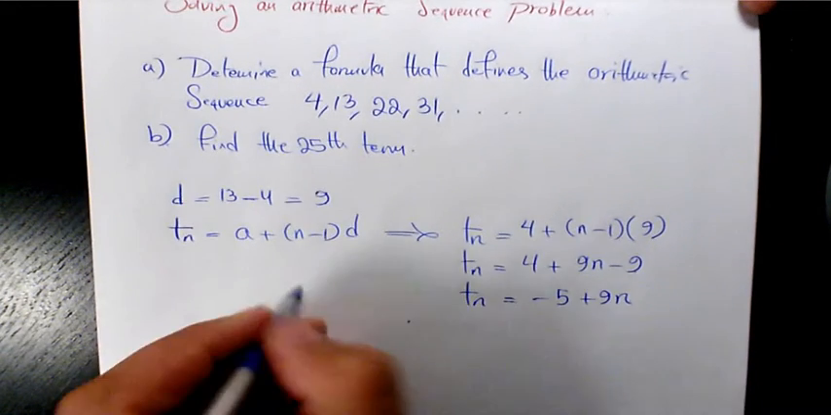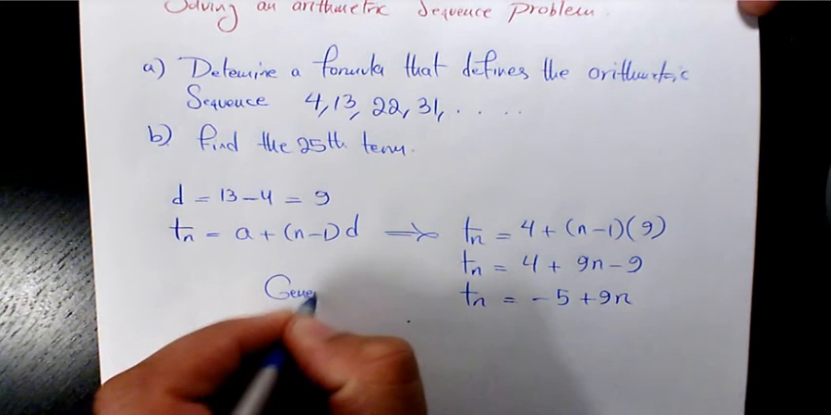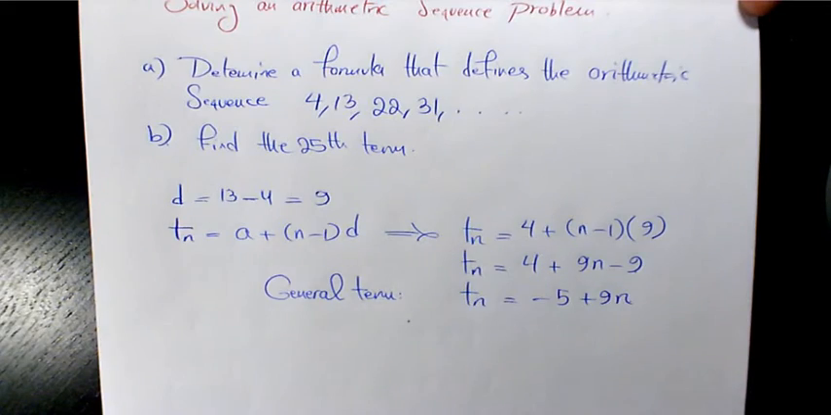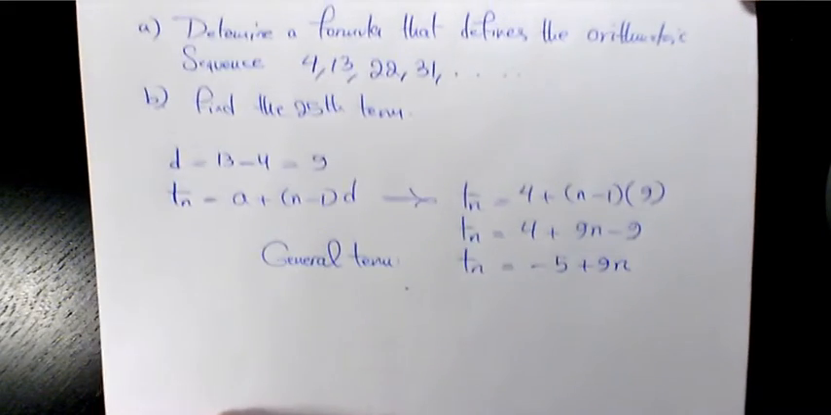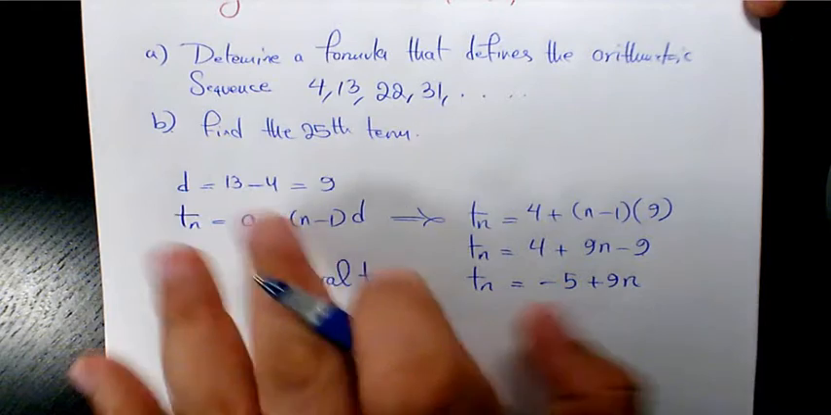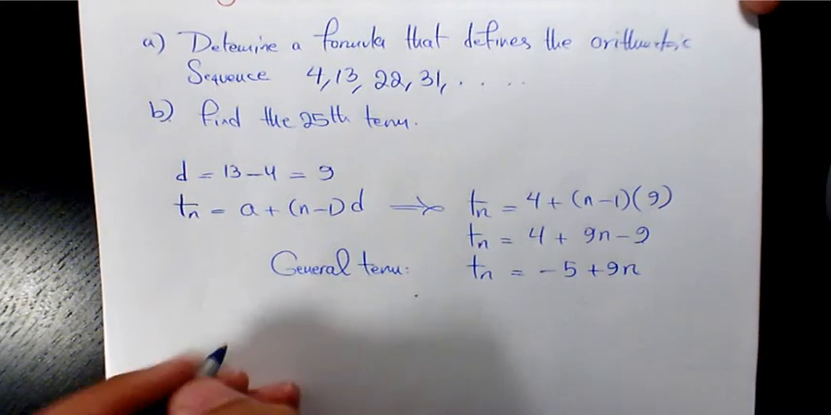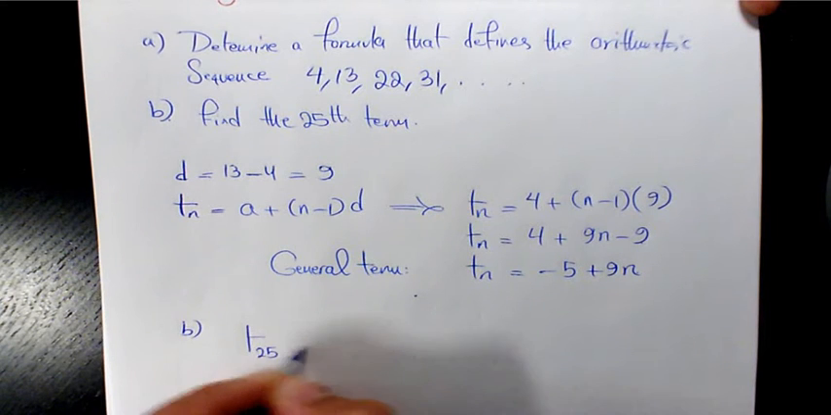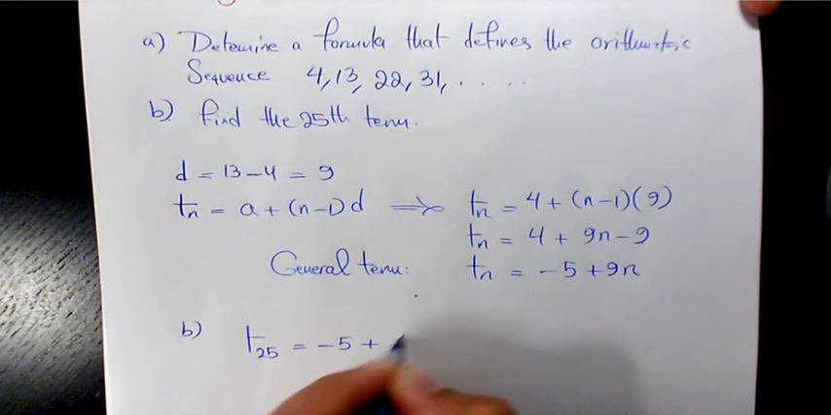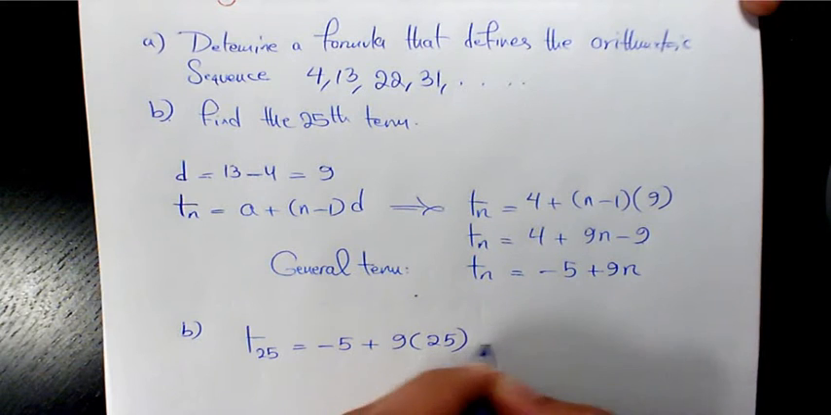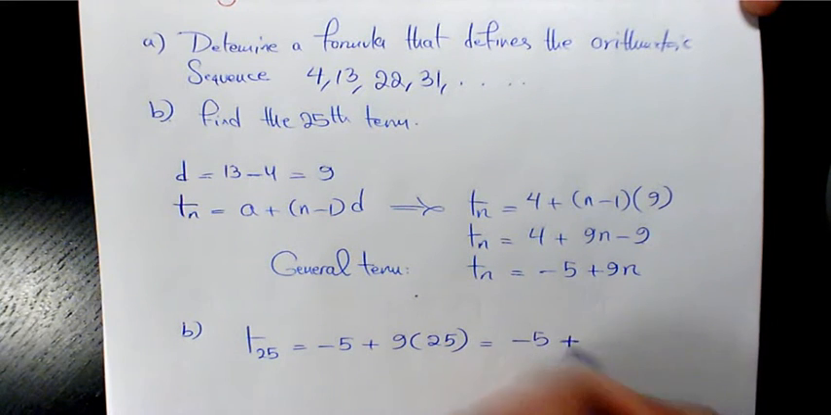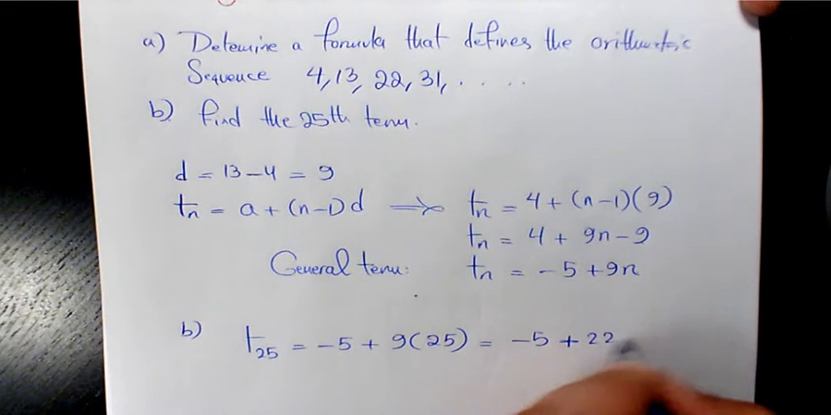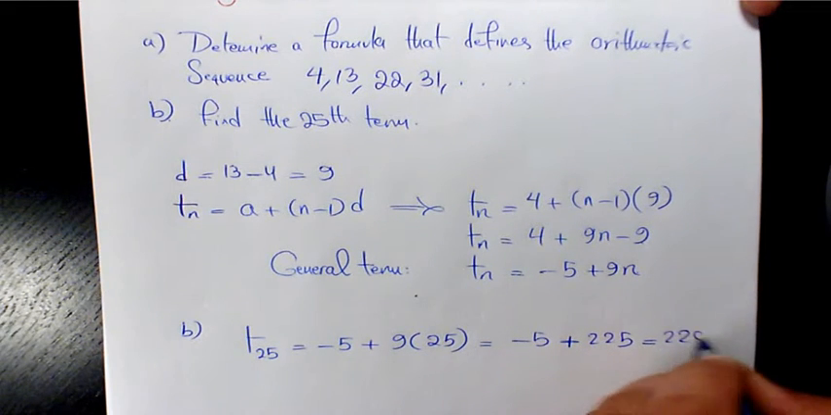So that's the general term, or general formula. So that's the first part. The second part says find the 25th term. 25th term means that I need to find T25. That's going to be negative 5 plus 9 times 25. So negative 5 plus 25 times 9, which is 225. It's going to be 220.